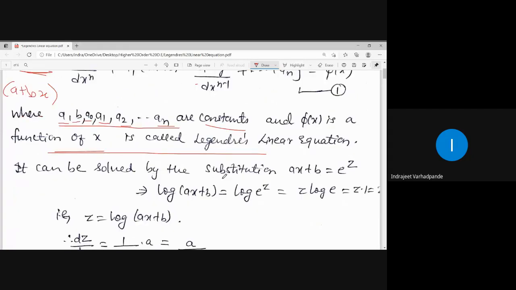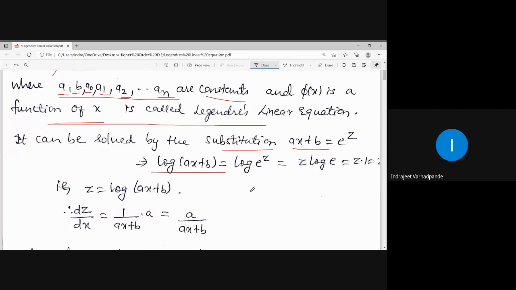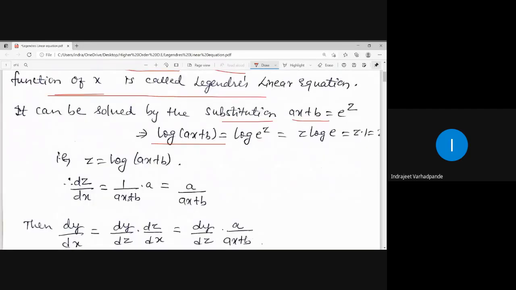It can be solved by the substitution ax plus b is equal to e to the power z. Similarly, we get z is equal to log of ax plus b. dz by dx will be 1 upon ax plus b. Take the derivative of this term. The derivative of log of ax plus b will be 1 upon ax plus b into a, so that gives you a upon ax plus b.